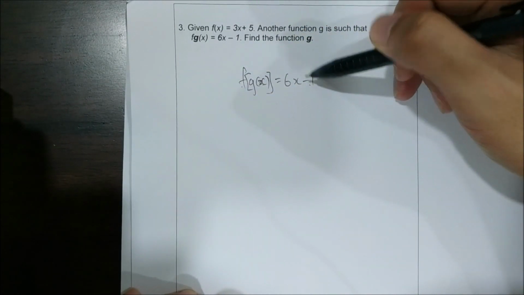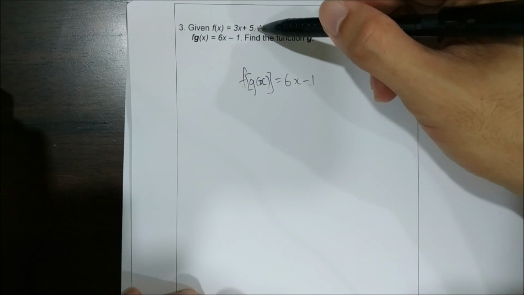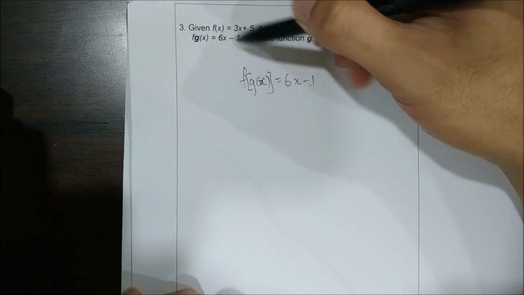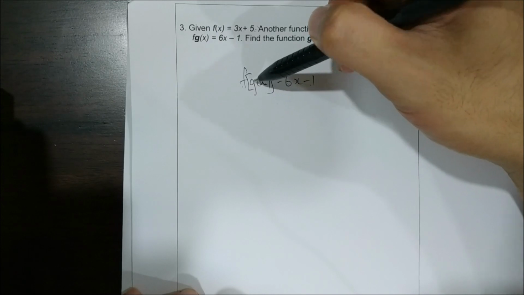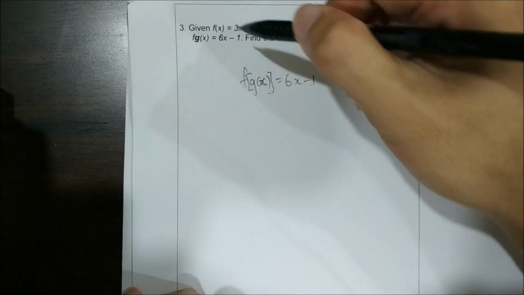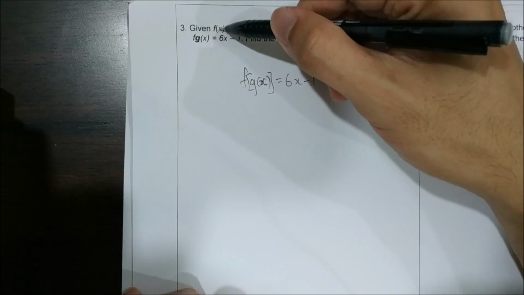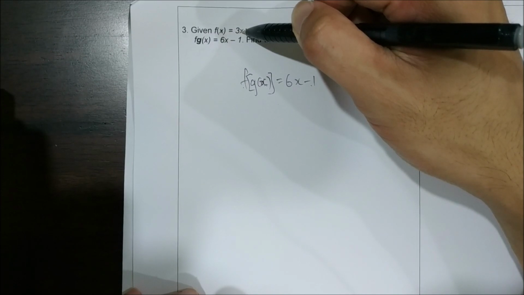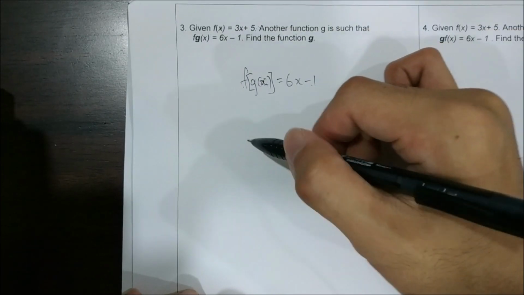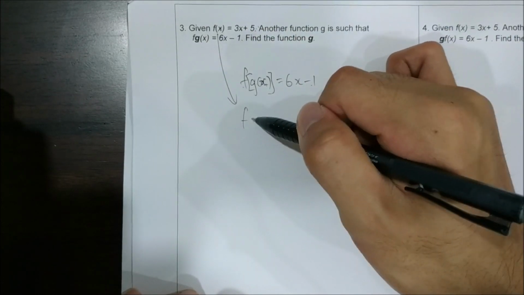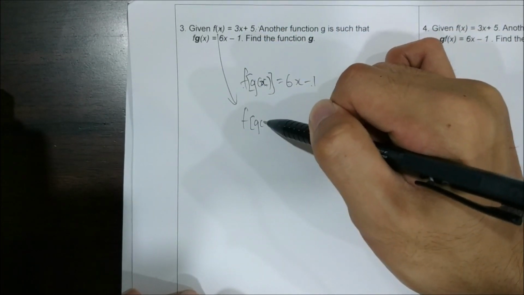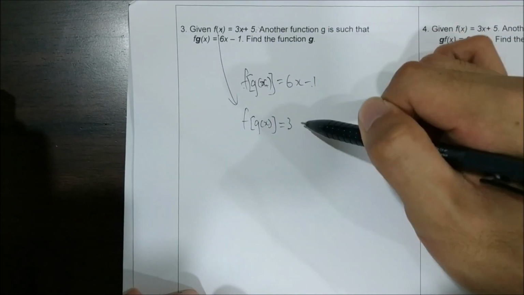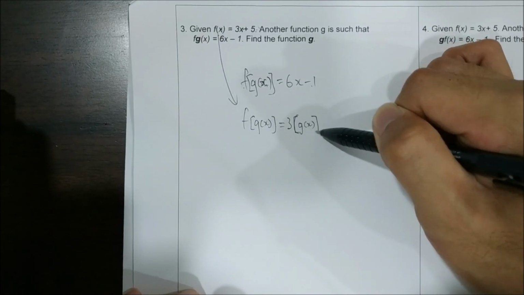If we compare this equation to this function, we can see that the x here is the g(x) here, meaning that we can replace the x here with g(x). We substitute g(x) into the x here. So when we substitute g(x) into this x, we are also substituting g(x) into the x of the function f. So from this function, if x here is g(x), then this x will also become g(x). So it's 3g(x) plus 5.